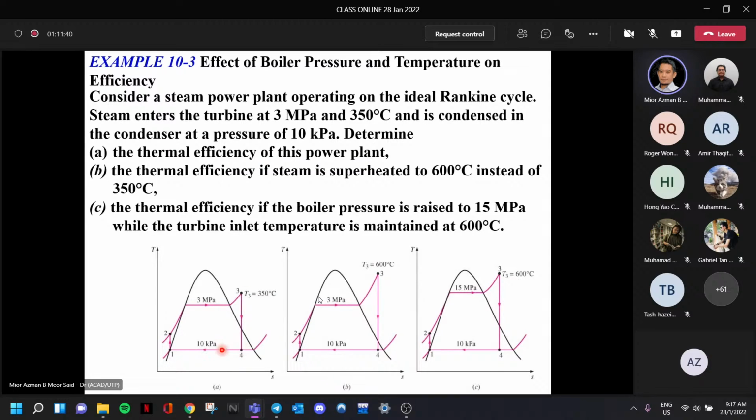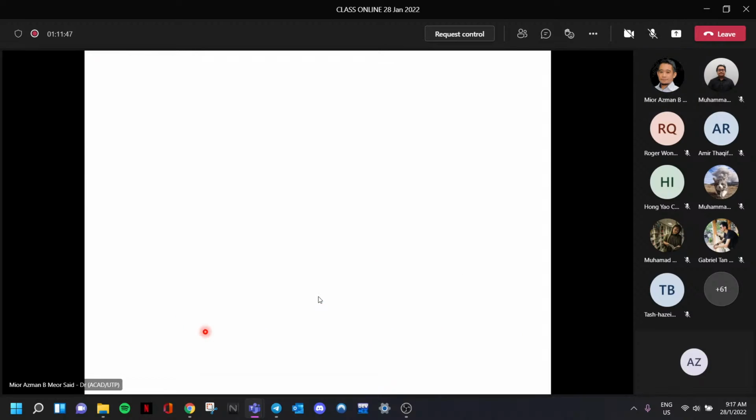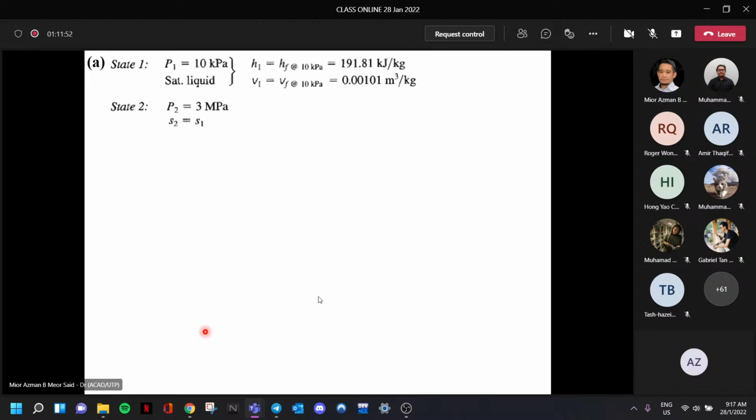Now the pressure of the condenser is lowered to 10 kilopascal. Okay, we look at A first. To find the thermal efficiency of this cycle, we use again the efficiency formula: efficiency equals 1 minus Q out over Q in. That's what we're going to solve. So first, to solve Q out and Q in, we need to find the enthalpies H1, H2, H3, and H4. This is what we're going to do, solving for H1, H2, H3, and H4 first.